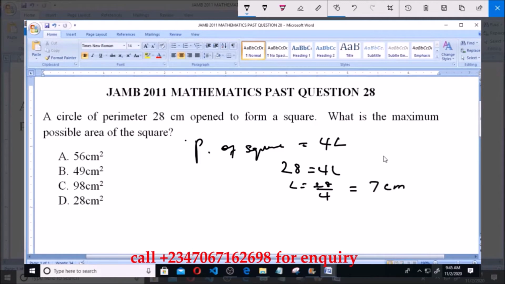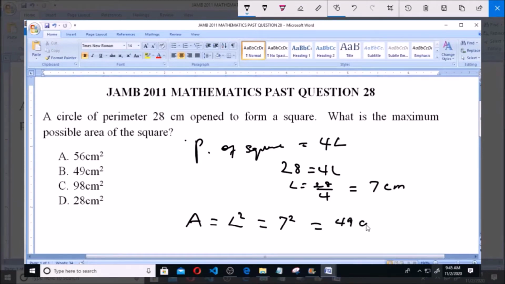Now a square has all its sides the same, so therefore the area of this square is equal to L squared, which is equal to 7 centimeters squared, and that is 49 centimeters squared, which is the area of the square. Option B.